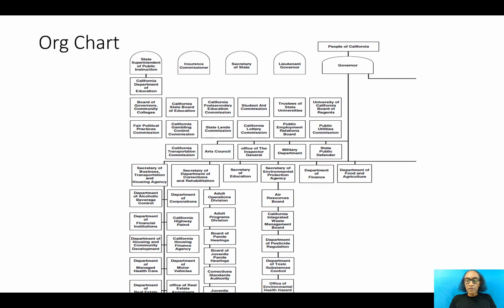And then, of course, below that, the executive officers that are directly accountable to the governor are the ones that he appoints, which would be midpoint in this chart: Secretary of Business and Transportation, Department of Corrections, Secretary of Education, Environmental Protection, Finance, and Food and Agriculture. Of course, below them are different sub-agencies and sub-departments.